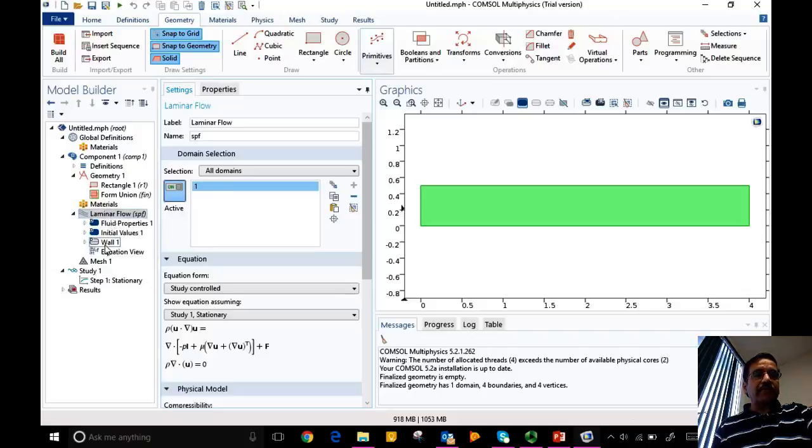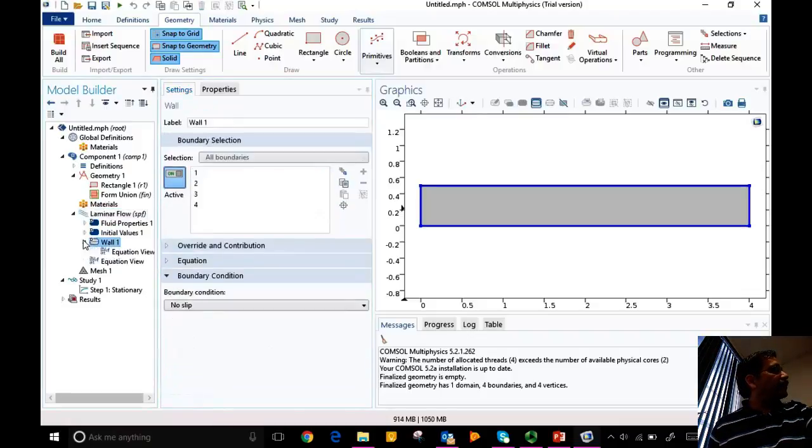There is a default folder that is put as Wall 1. If I click that, it identifies all 4 regions, highlighted in blue, as walls. Of course, if I have walls everywhere, nothing is going to happen inside, right? So I need to remove some of them as inlet and outlet boundaries, so I need to add those features.